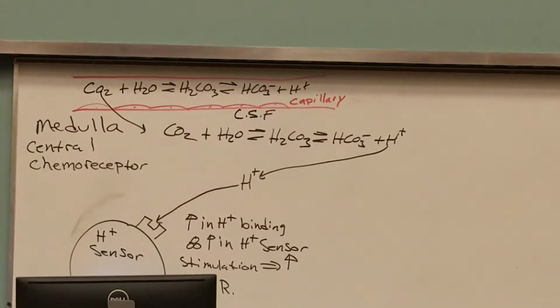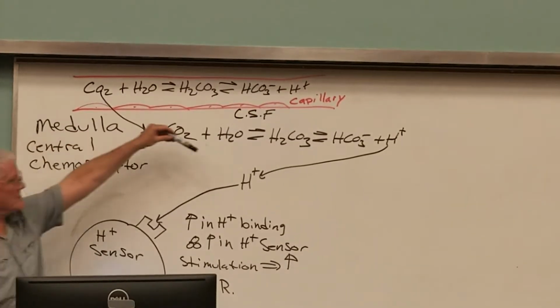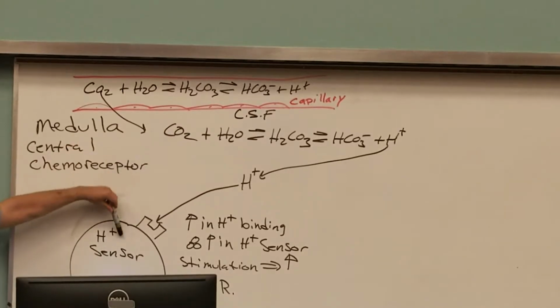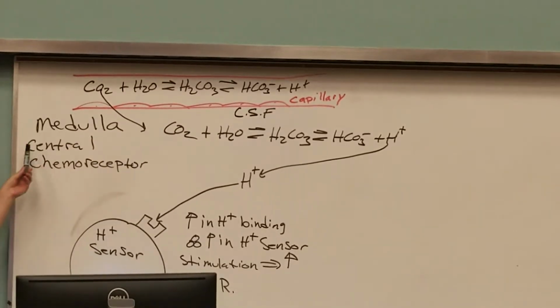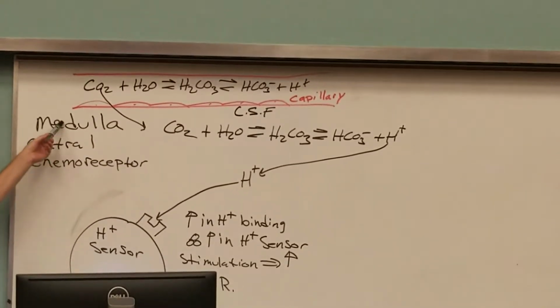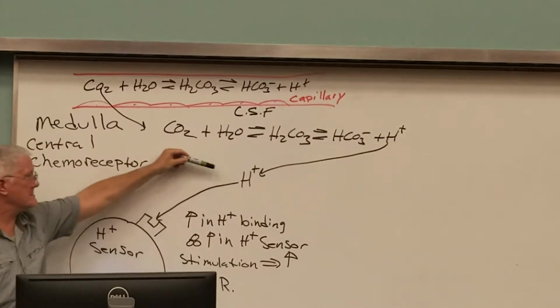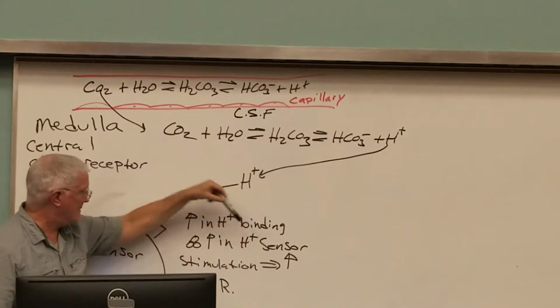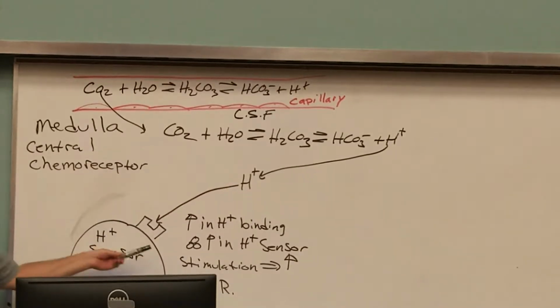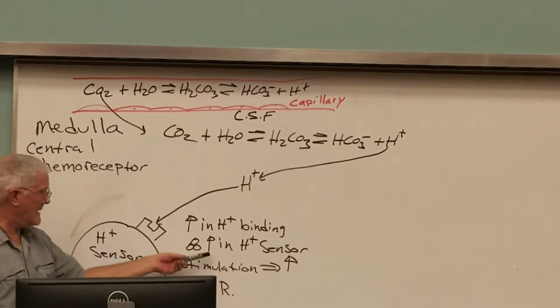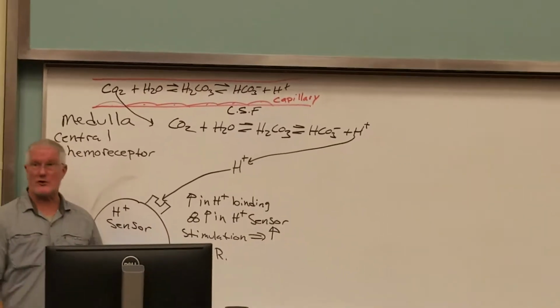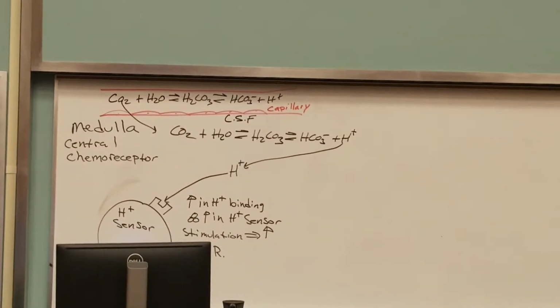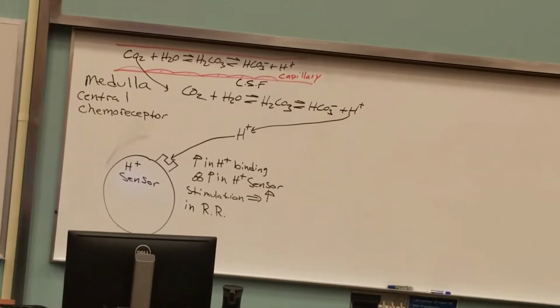All right. Hydrogen ions go to the hydrogen ion sensor, which is the central chemoreceptor found in the medulla. As more hydrogens bind to the sensor, an increase in hydrogen ion binding, therefore this sensor is stimulated, and the more it's stimulated, the more you breathe. And we saw that in that graph about pH values and respiration rates.